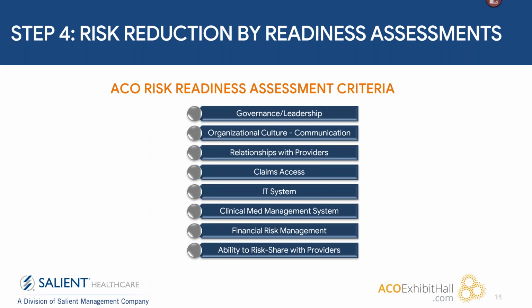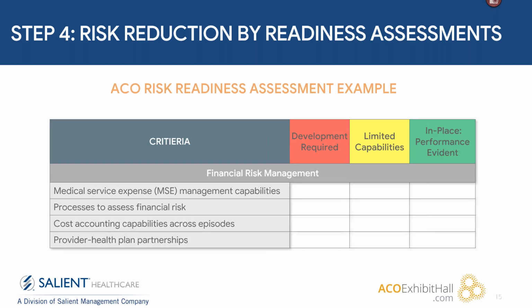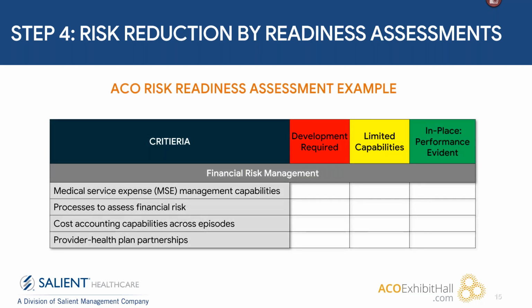The next slide is going to offer an example of a risk reduction assessment tool that would need to be prepared to address each of the criteria in this slide. So let's take a look at that. This is a very short one, but this would actually be multiple pages in length. But as you'll note, the assessment tool in this example looks at 4 areas of ACO financial risk management. Again, I don't have the time to go into each area, so I will just comment on the first line item, medical service expense management capabilities.